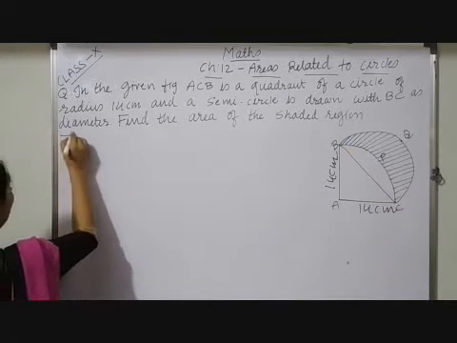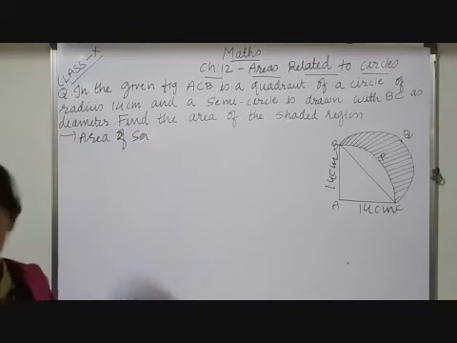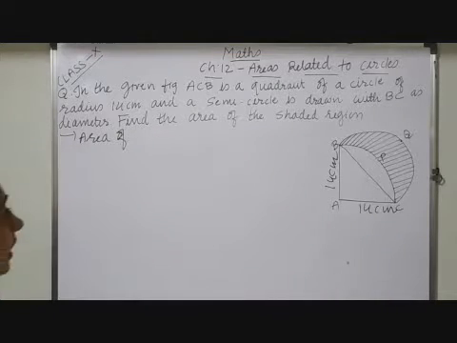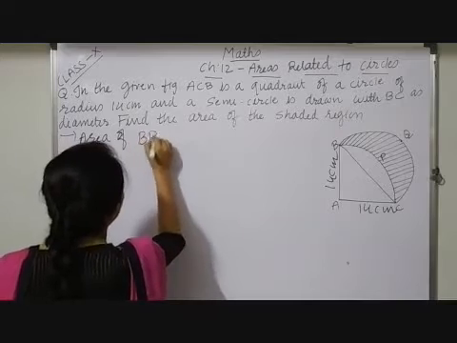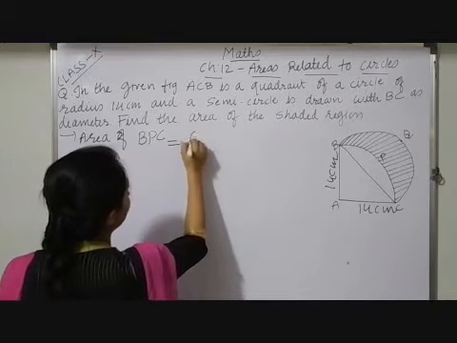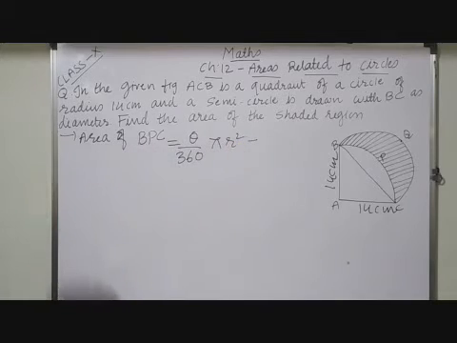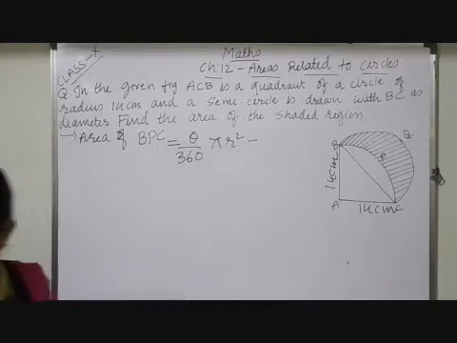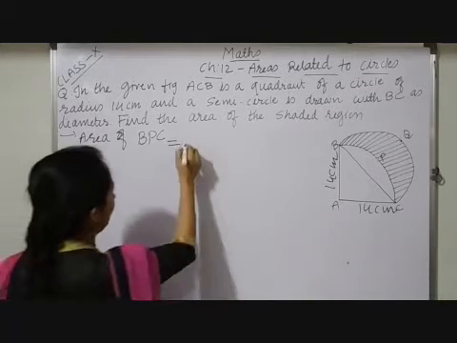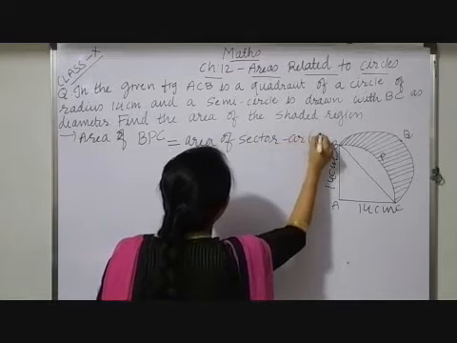So first of all, I will find out the area of the segment BPC. This portion BPC is equal to the area of the sector, that is theta by 360 into pi r square, minus the area of the triangle. If it is creating confusion, write down everything first verbally and after that place your formula. So here I am writing area of sector minus area of triangle.